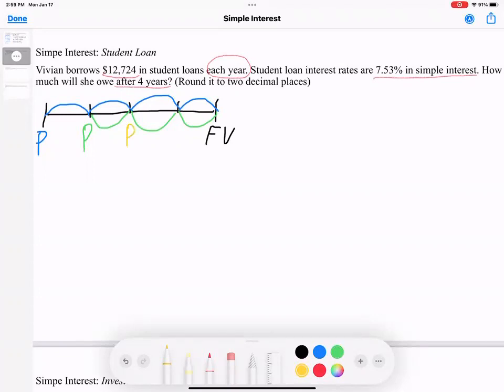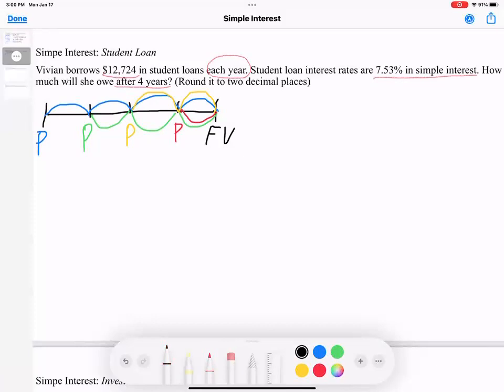For the beginning of the third year, when she borrowed $12,724, she needs to make 1, 2 annual interest payments at the end of year 4, because that's a 2-year time period. She needs to pay the third year and the fourth year annual interest payment. And for the last principal she borrowed, that's 1 annual interest payment she needs to pay.